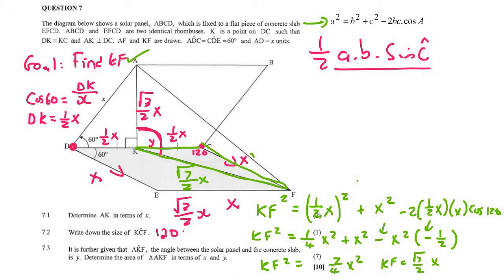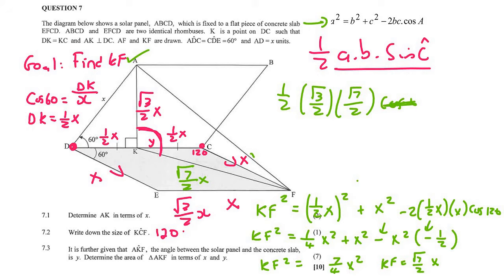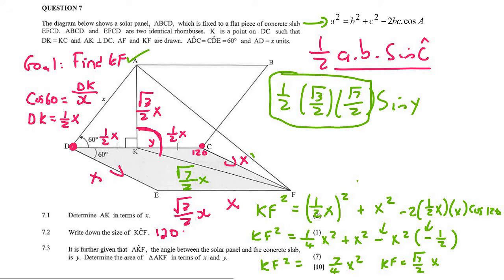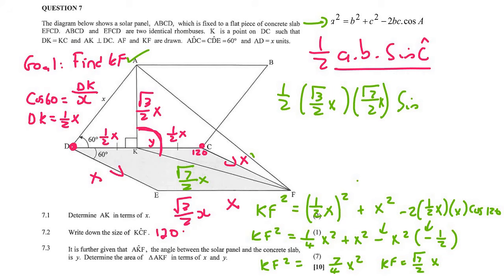Okay, now we can do the area rule for that big triangle that we were trying to work out. And so that's going to be a half, and then the a could be, for example, square root 3 over 2, and the b could be the square root 7 over 2, and then sin of y. And so you could type all of this in on your calculator. Oh, I left out the x's. My goodness. And then sin of angle y.